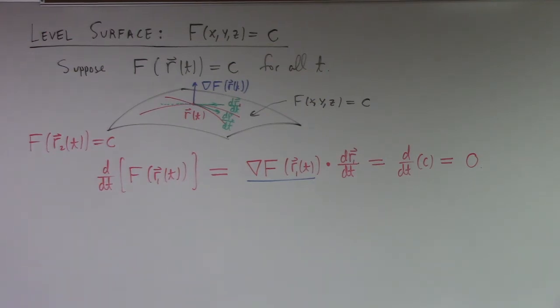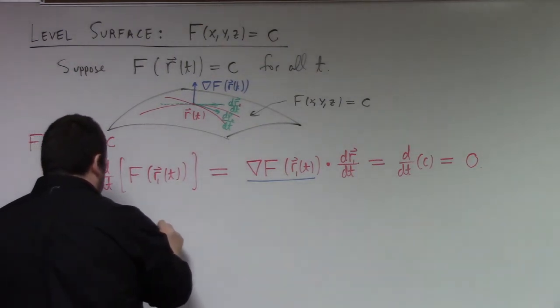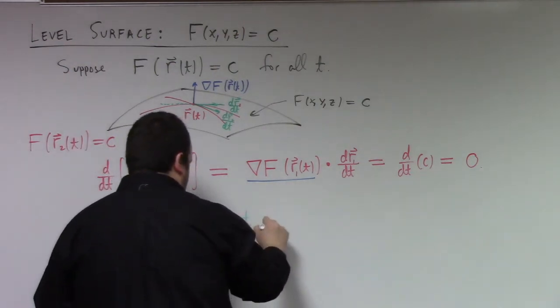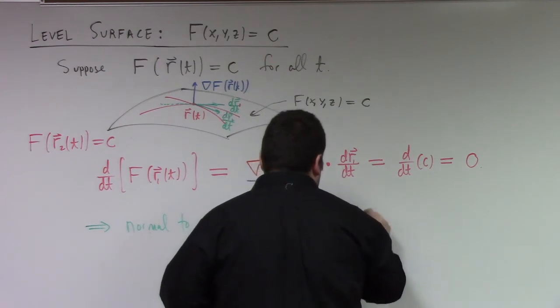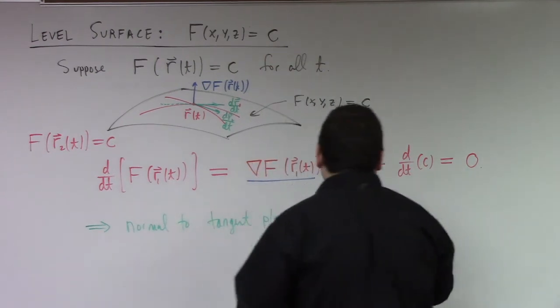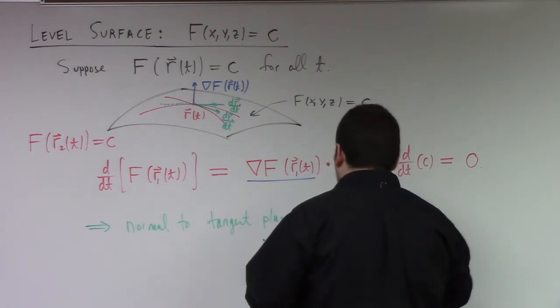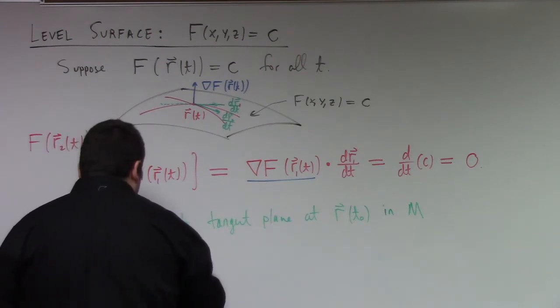This is wonderful. So to calculate the normal vector to the tangent plane, all we have to do is what? The normal to the tangent plane at, say, r of t naught, in the surface M is given by what?